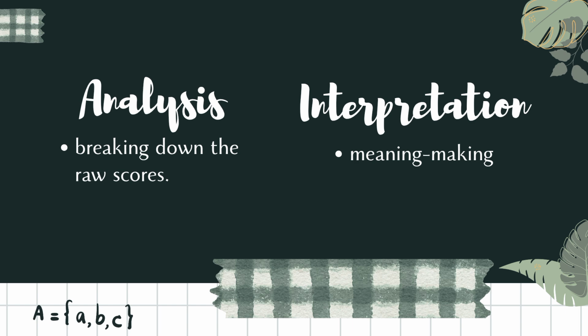And interpretation, this is the meaning-making step. You ask, what do these facts mean for my teaching? A mean score of 78% isn't just a number. The interpretation might be, most students are proficient but a specific concept needs reteaching. When we analyze assessment results, our goal isn't just to calculate scores. It's to communicate findings effectively so they can inform instruction.